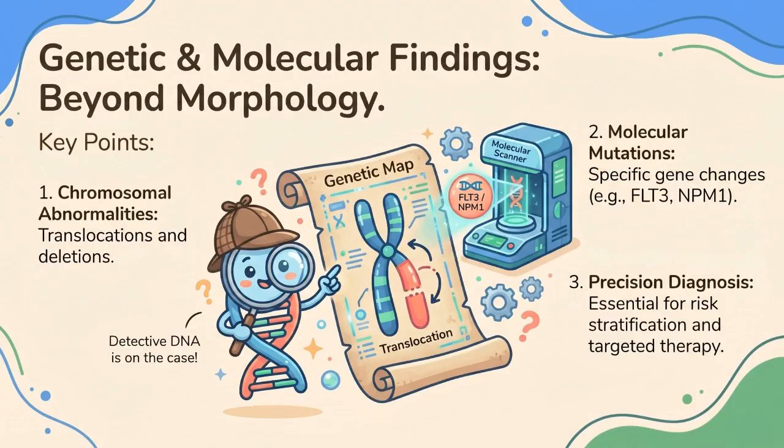These genetic alterations are not just diagnostic markers. They often have significant prognostic implications and can guide targeted therapies. They provide insights into the underlying biology of the disease, helping us predict how a patient might respond to treatment. So, while morphology gives us the initial visual clues and immunophenotyping confirms lineage, genetic studies offer the deepest level of characterization. This comprehensive approach ensures the most accurate diagnosis and personalized treatment strategy. This detailed understanding of the disease helps us anticipate the clinical picture.